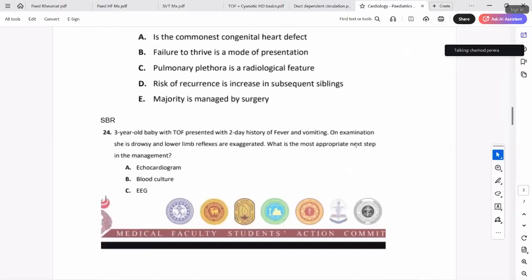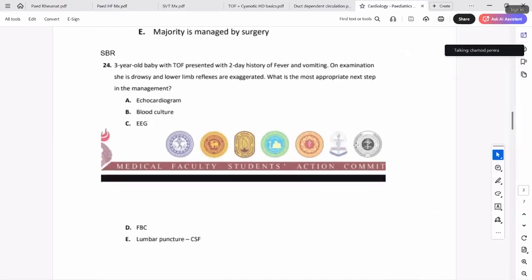Right. So this is a 3-year-old baby with tetralogy of Fallot, presented with a 2-day history of fever and vomiting. On examination, she is drowsy and lower limb reflexes are exaggerated. What is the most appropriate next step in the management? So this sort of presentation is very classical, right? So fever and vomiting.